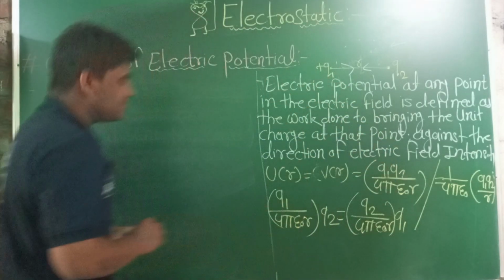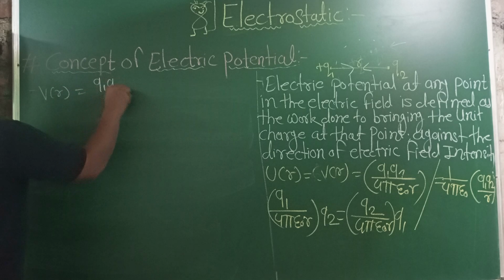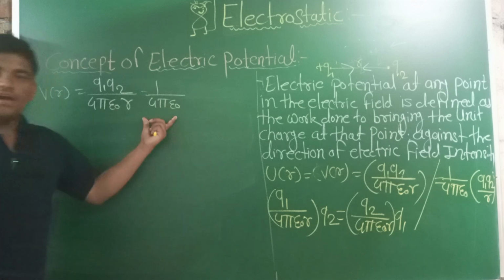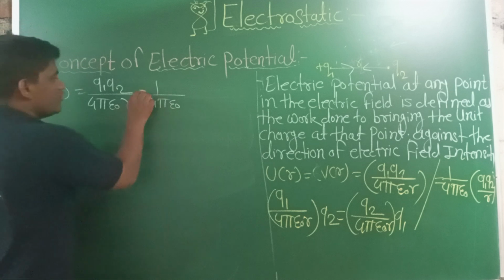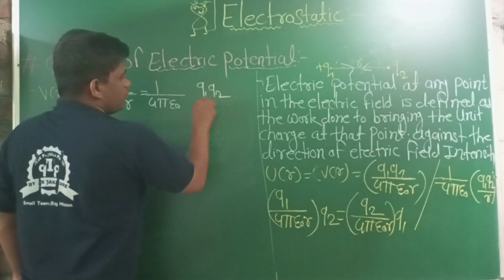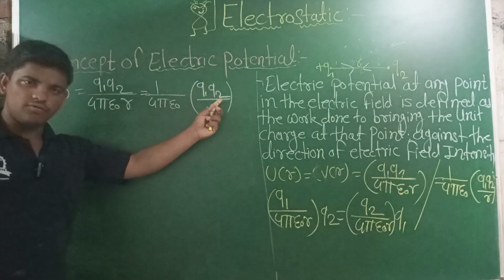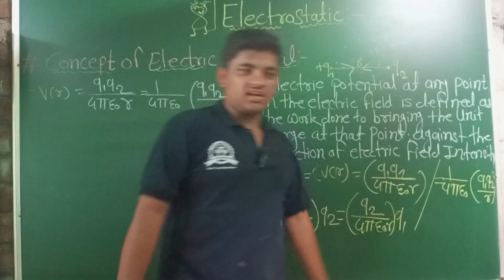Okay, let's start the discussion. The quantity V of R is equal to Q1 Q2 divided by 4 pi epsilon 0 into R. It means 1 upon 4 pi epsilon 0 must be constant. We are taking the discussion of Coulomb's law. This is the constant of Coulomb's law, and Q1 Q2 divided by R depends on Q1 and Q2, which are the charges, and R is the separation distance between these two charges.